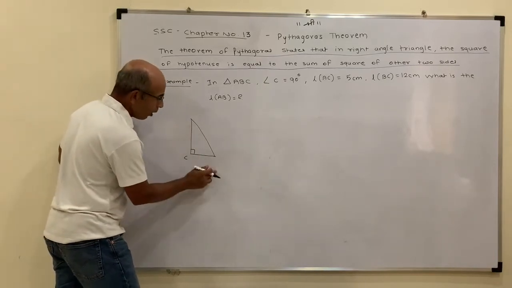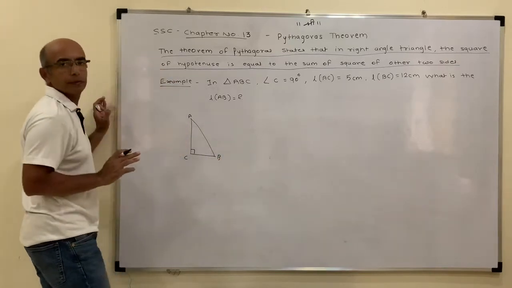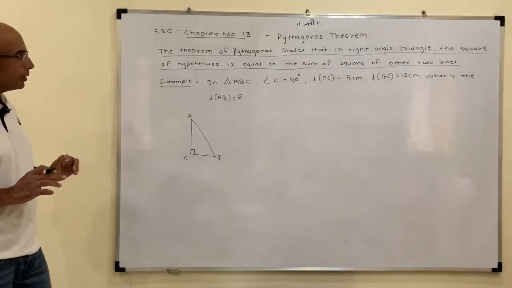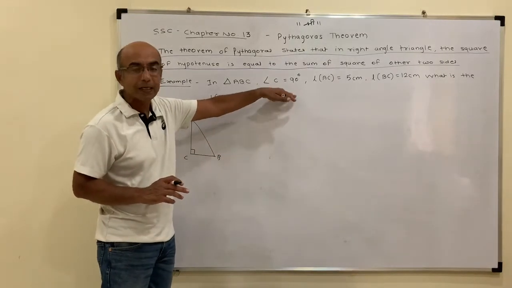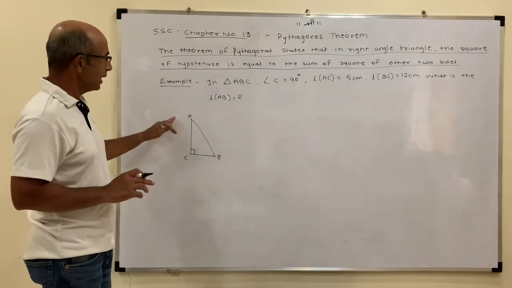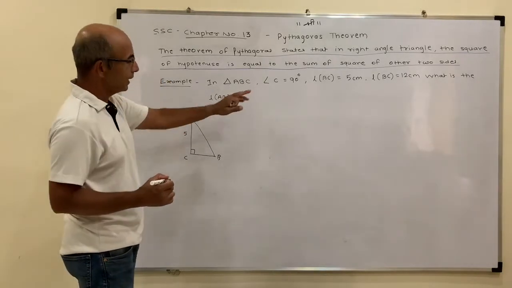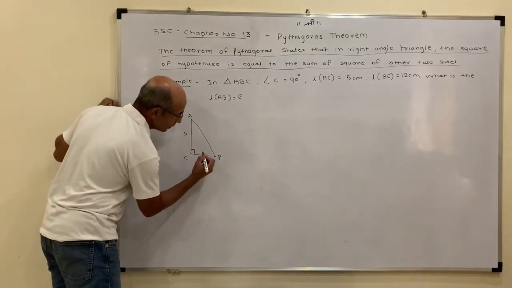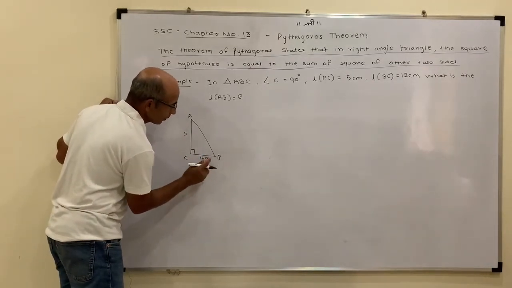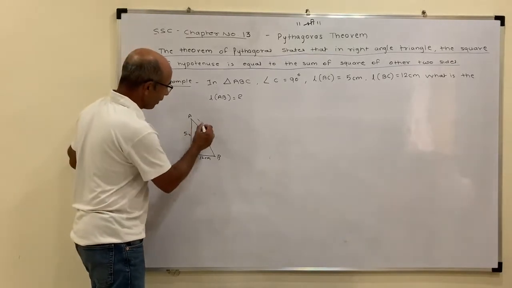So this is C, where it's the right angle triangle. Now I say this is A, this is B, and this is ABC. The important thing not to be missed is where the right angle is, where the 90 degree angle is. Now what they say, length AC is equal to 5 centimeter. Length BC, or CB, is 12 centimeter. So now we need to find this AB.